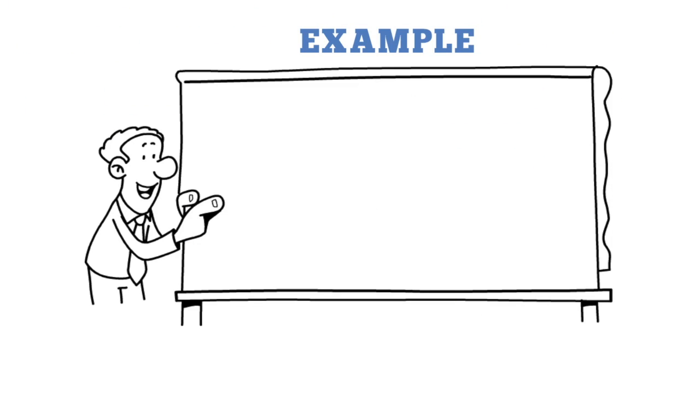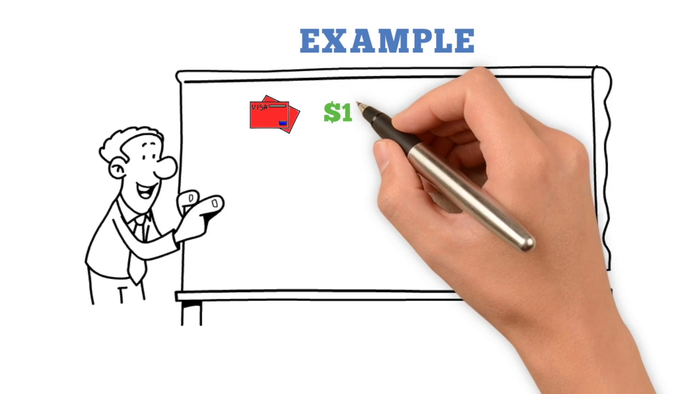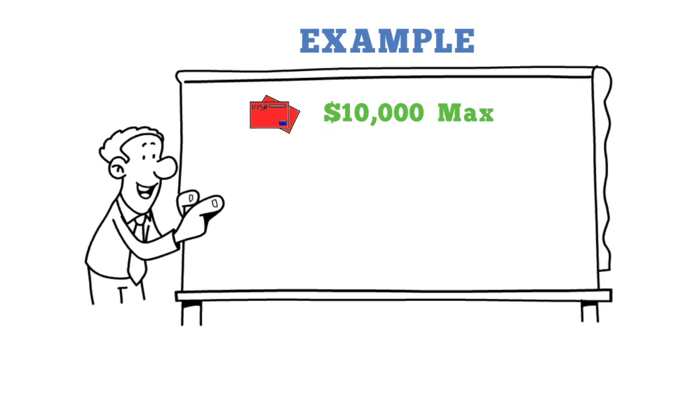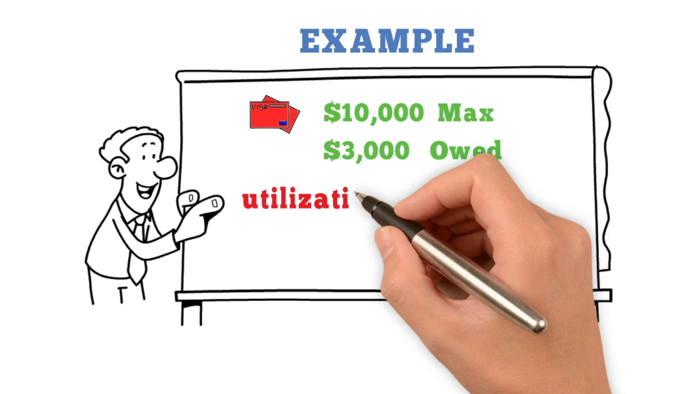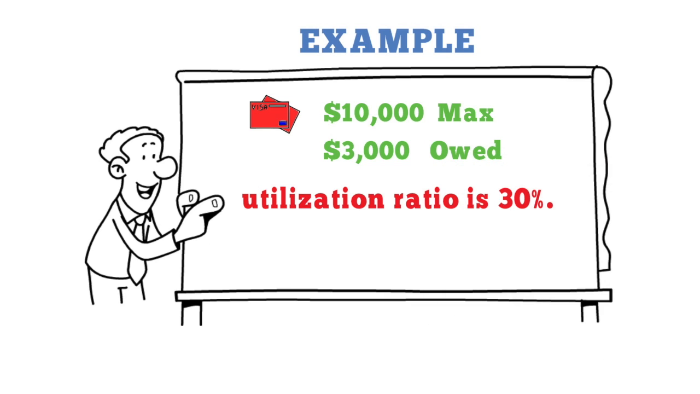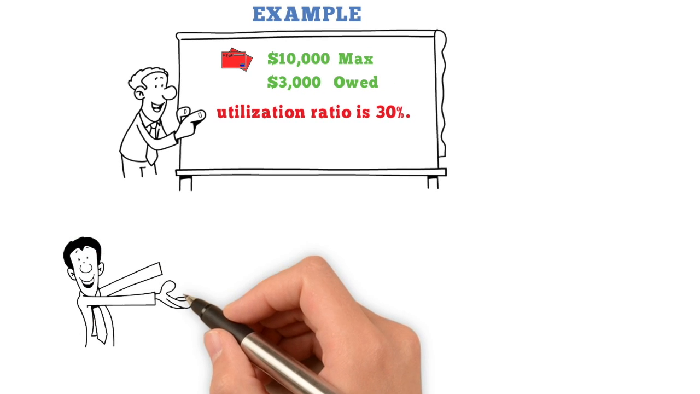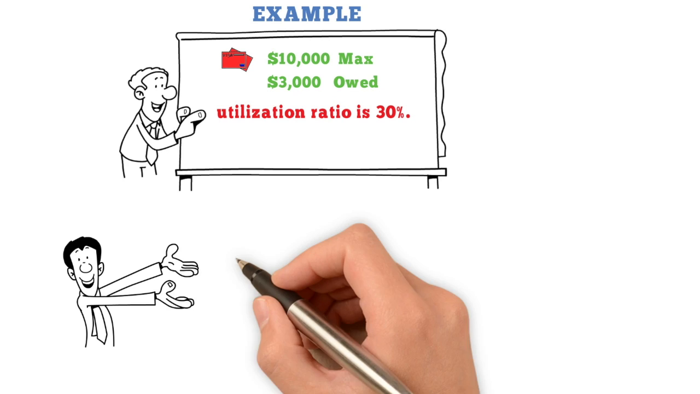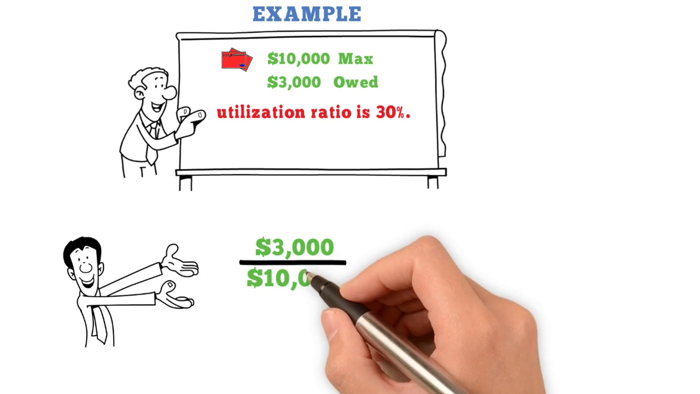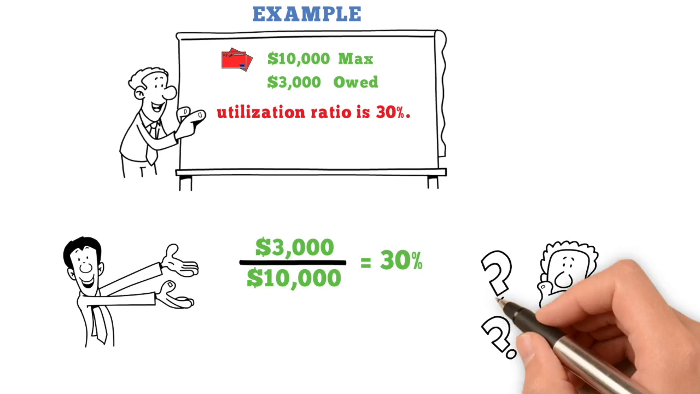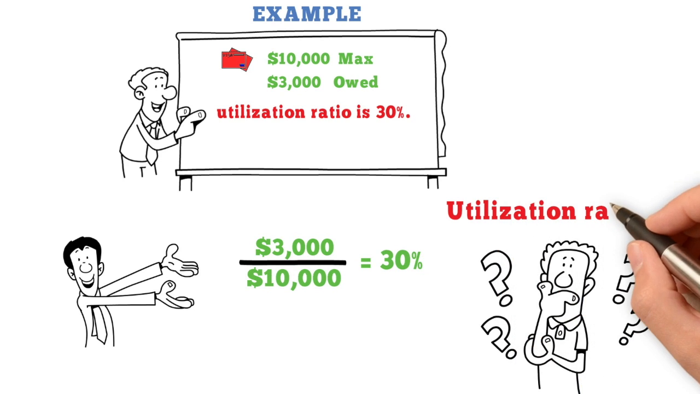Let's look at an example. If you have a credit card with a $10,000 maximum limit and you owe $3,000, then your utilization ratio is 30%. As you can see, we calculated this simply by dividing the amount that you owe into your maximum allowed limit. So what does this all mean, and why do you need to know your utilization ratios anyway?